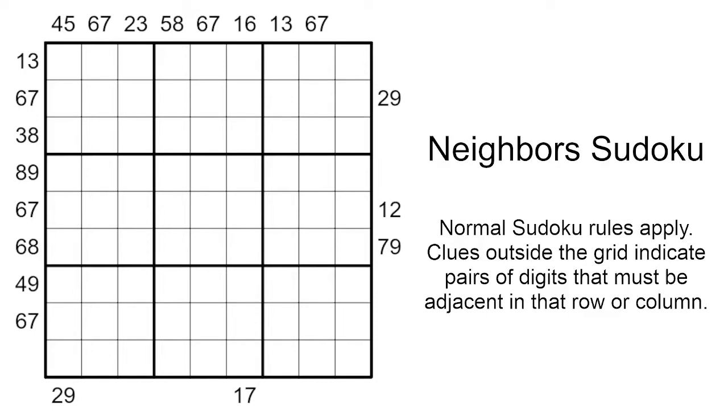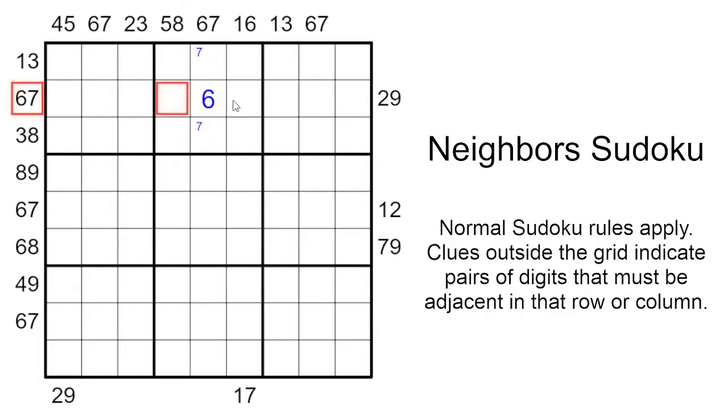But as for this puzzle, the break-in has to do with these 6-7 pairs that appear in columns 2, 5, and 8 and rows 2, 5, and 8. The first key insight here is to ask if a cell like this can be 6 or 7. Let's say I tried to make this a 6. Now the column clue is telling us that there has to be a 7 adjacent to it in the column, which puts a 7 in one of these two cells.